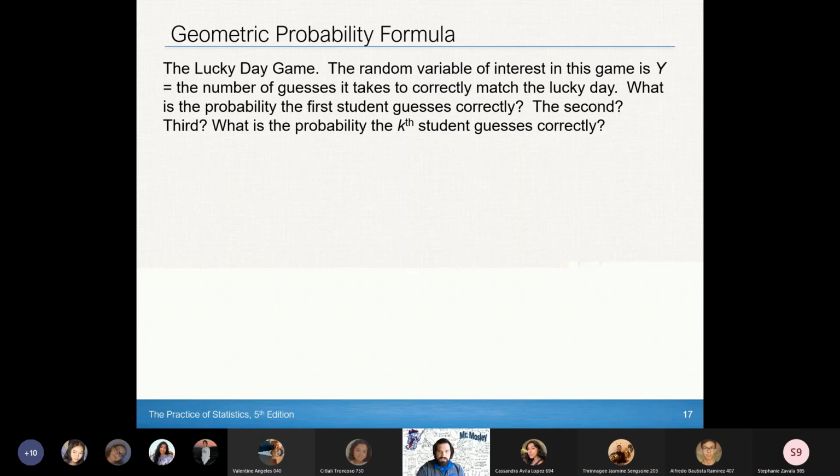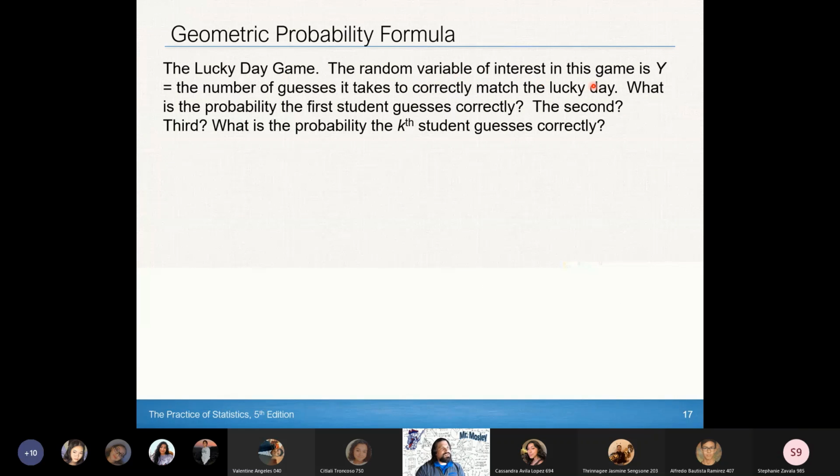If the student picks wrong, the teacher will select another random student who will then choose another day of the week, and the teacher will then randomly choose another lucky day. If the guess is correct, then the class will have 2 homework problems. The game continues until a student correctly guesses the lucky day. Again, we're looking for the first success. Your teacher will assign a number of homework problems equal to the total number of guesses made by members of the class. So that's our context for this lucky day game.